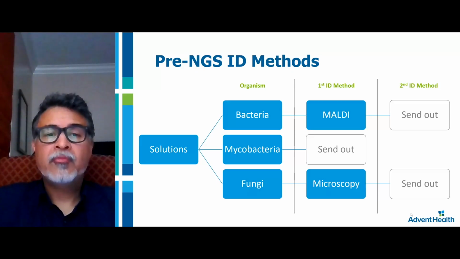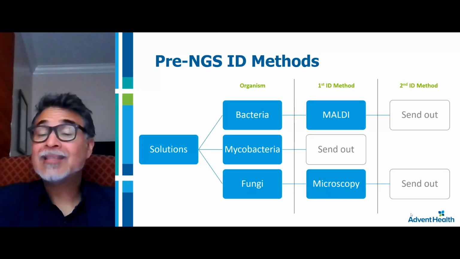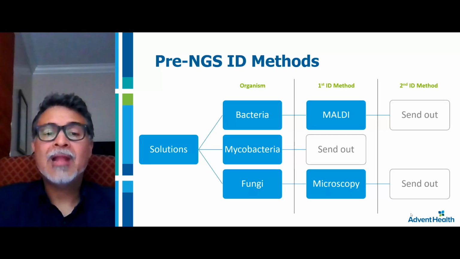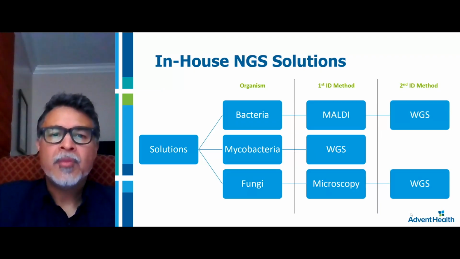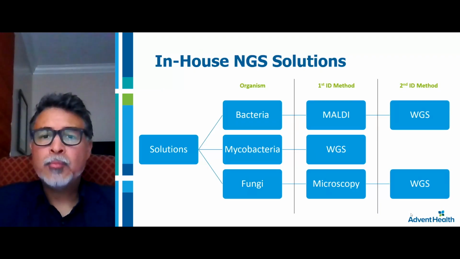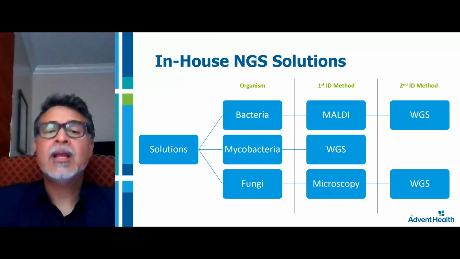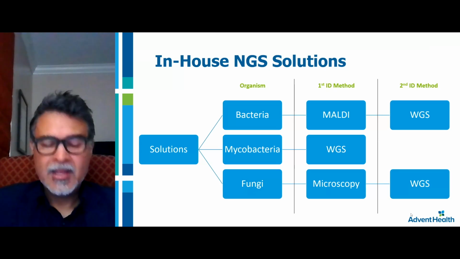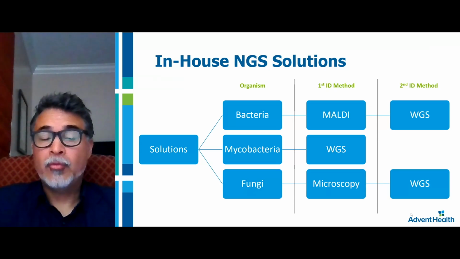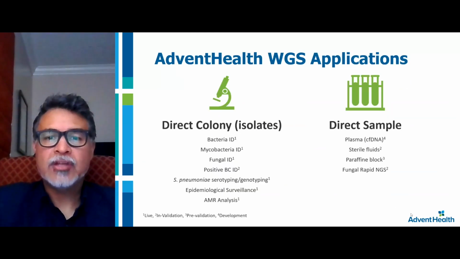This was our pre-NGS method identification. For bacteria, the first method was MALDI. For mycobacteria was a send out because we didn't have any other method. And for fungi was microscopy. And second method for bacteria and fungi were send out because we didn't have any other method. Currently, we keep the same process for the first method, except for mycobacteria now is whole genome sequencing. And for bacteria and fungi, whole genome sequencing is the secondary method if a MALDI test fails for bacteria or microscopy is unable to identify the fungi.